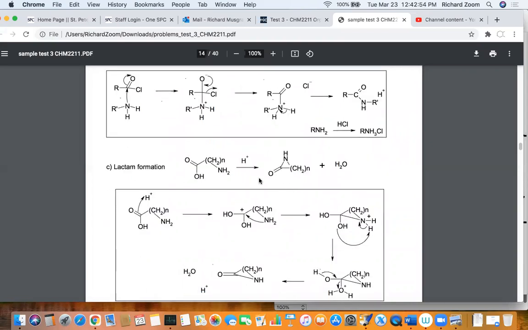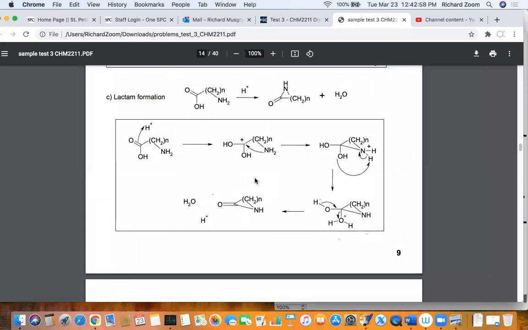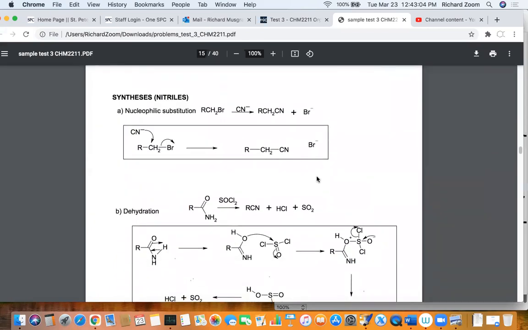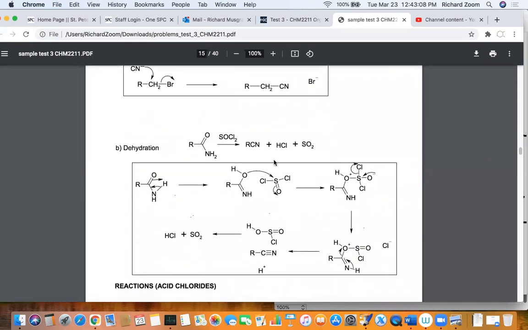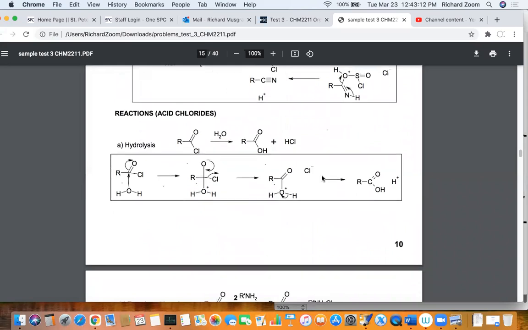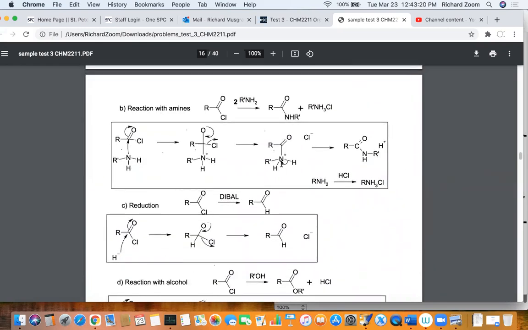Lactam formation, that would be A for acid. Everybody up with me? Okay. Syntheses of nitriles, nucleophilic substitution, that would be O for other. Dehydration, O for other. Reactions of acid chlorides, A, hydrolysis, that would be N for neutral. Reaction with amines, that would be N for neutral.